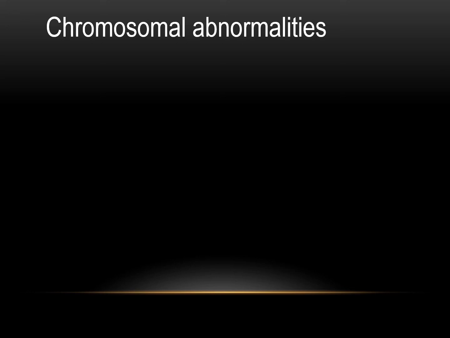And as a result of non-disjunction, we can have many chromosomal abnormalities taking place. For example, Down syndrome. But we can also have other disorders. For example, Klinefelter syndrome can also take place.